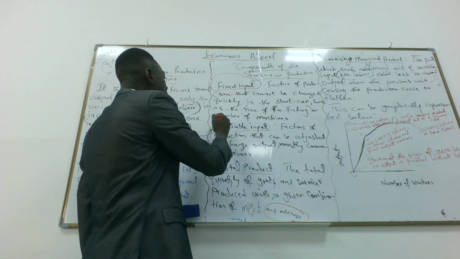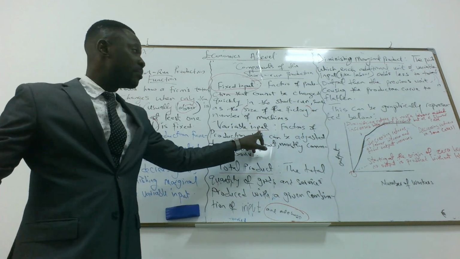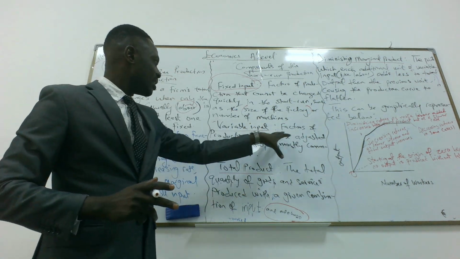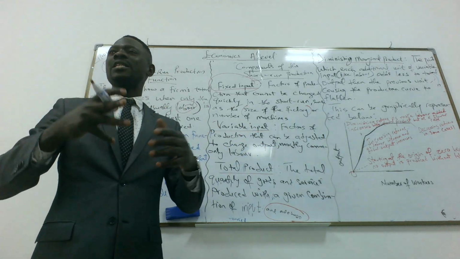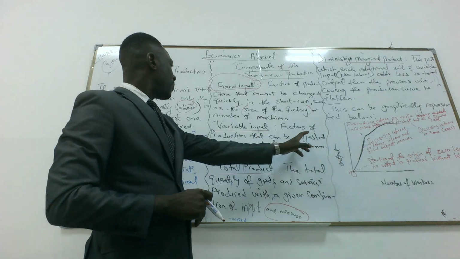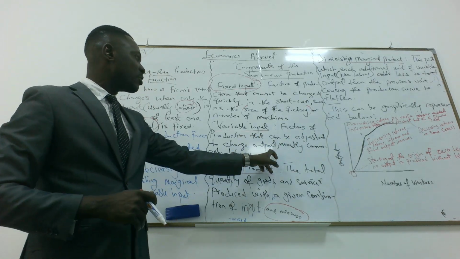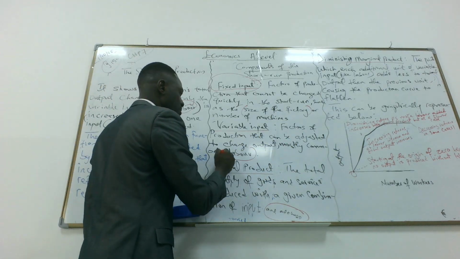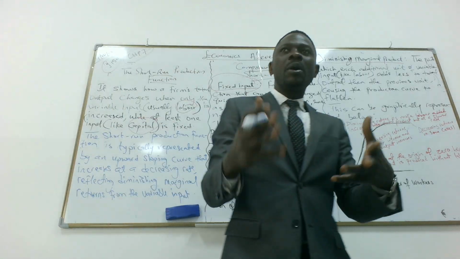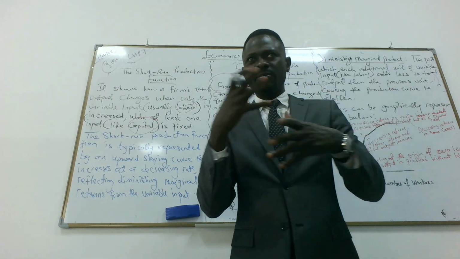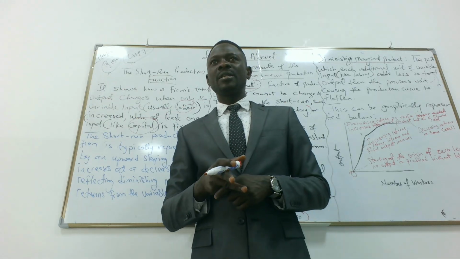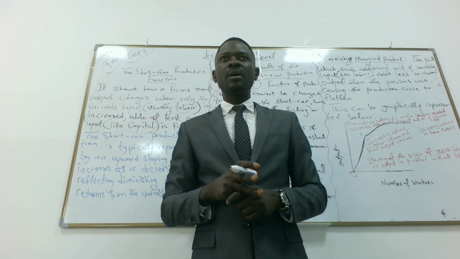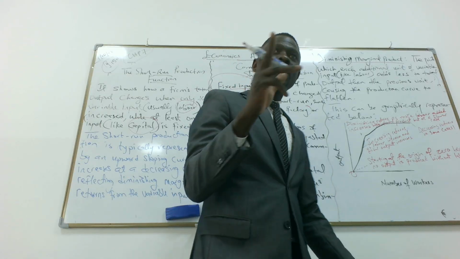Then we have the variable input. Why do we call it variable input? It's variable input because it can be adjusted with output. It changes as output changes. So here are factors of production that can be adjusted to change output. Most commonly labor. Labor is variable because we can increase the numbers within a short period of time. But for equipment, we might not be able to do that.